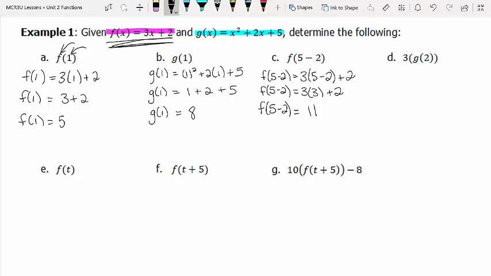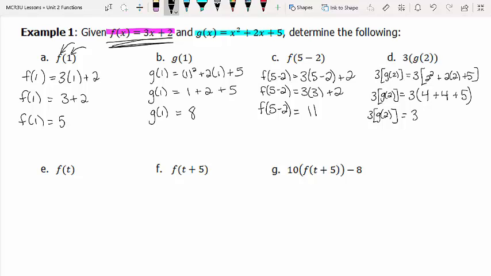Okay, part D. We're going to take the function labeled g, replace x with 2, and then multiply the whole thing by 3. I'm going to take g at x and replace x with 2. And it is important that you write that piece out every single time. I know it gets a little bit tedious to do that, but it is important.